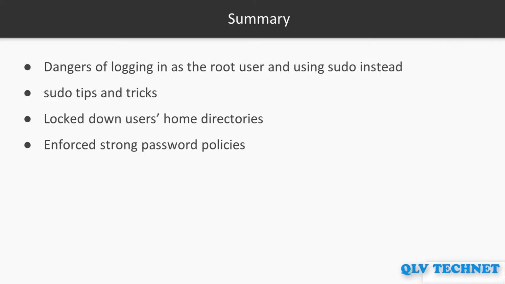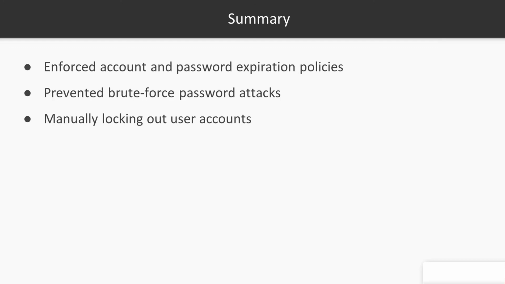We covered a lot of ground in this section, and hopefully you found some suggestions that you can actually use. We started out by showing you the dangers of always logging in as the root user, and how you should use sudo instead. In addition to showing you the basics of sudo usage, we also looked at some good sudo tips and tricks. We moved on to user management by looking at how to lock down users' home directories, how to enforce strong password policies, and how to enforce account and password expiration policies. Then we talked about a way to prevent brute force password attacks and how to manually lock out user accounts.